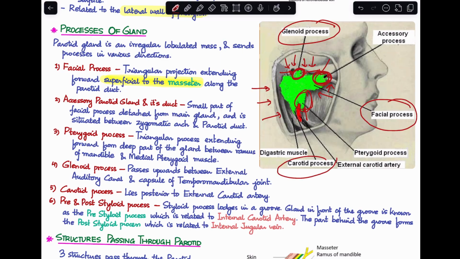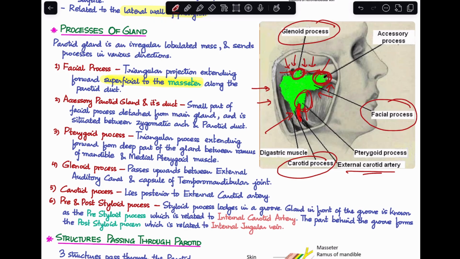Next, we have the carotid process. You can see this here is the carotid process. Now, this lies posterior to the external carotid artery. You can see in the image, this red structure over here is the external carotid artery. The process which lies posterior to it is known as the carotid process.